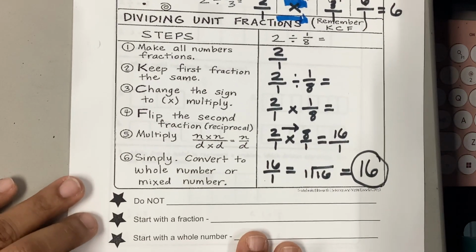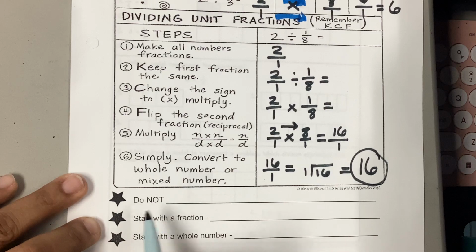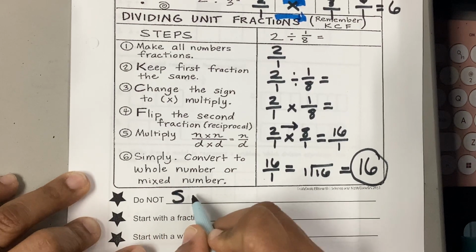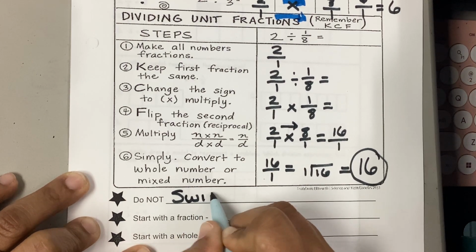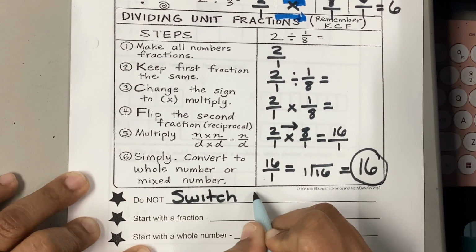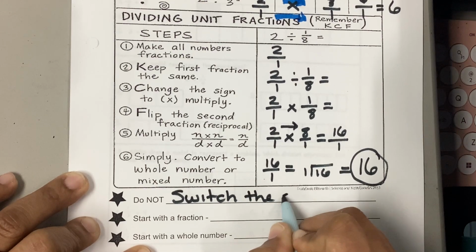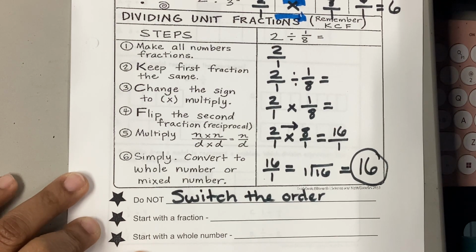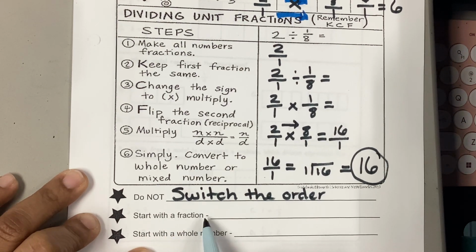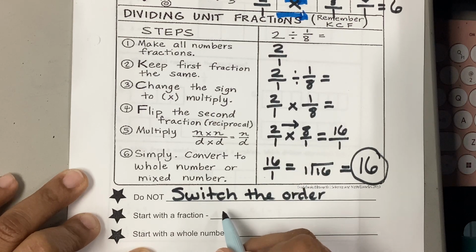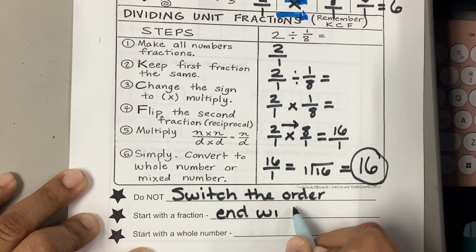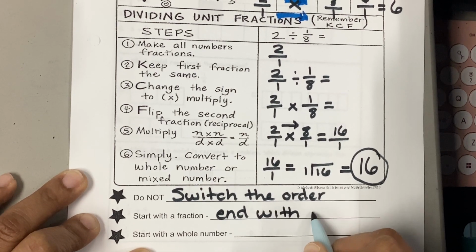There are some more rules with this. So it's good to remember, do not switch the order. So whichever order your fractions come in, that's the order they stay in. If you start with a fraction, so if the first number you start with is a fraction, then you're going to end with a fraction. So that means your answer should be a fraction if you started with one.